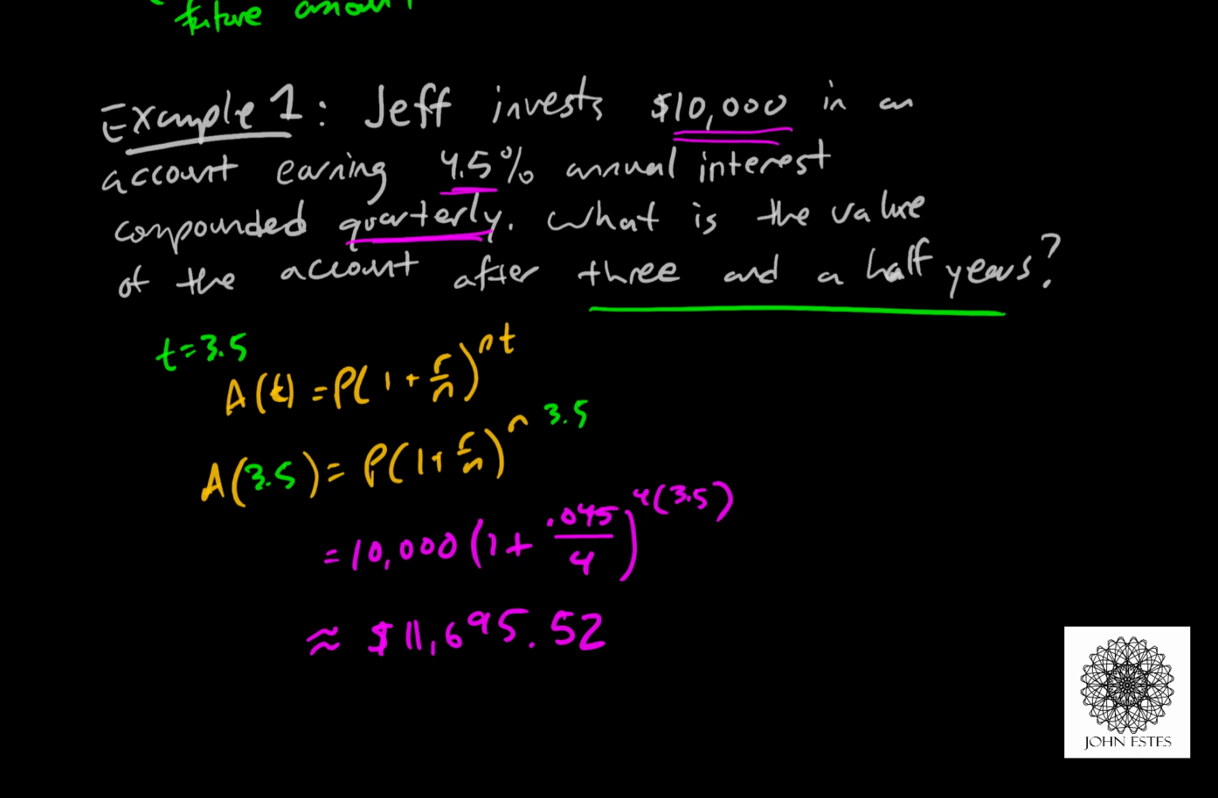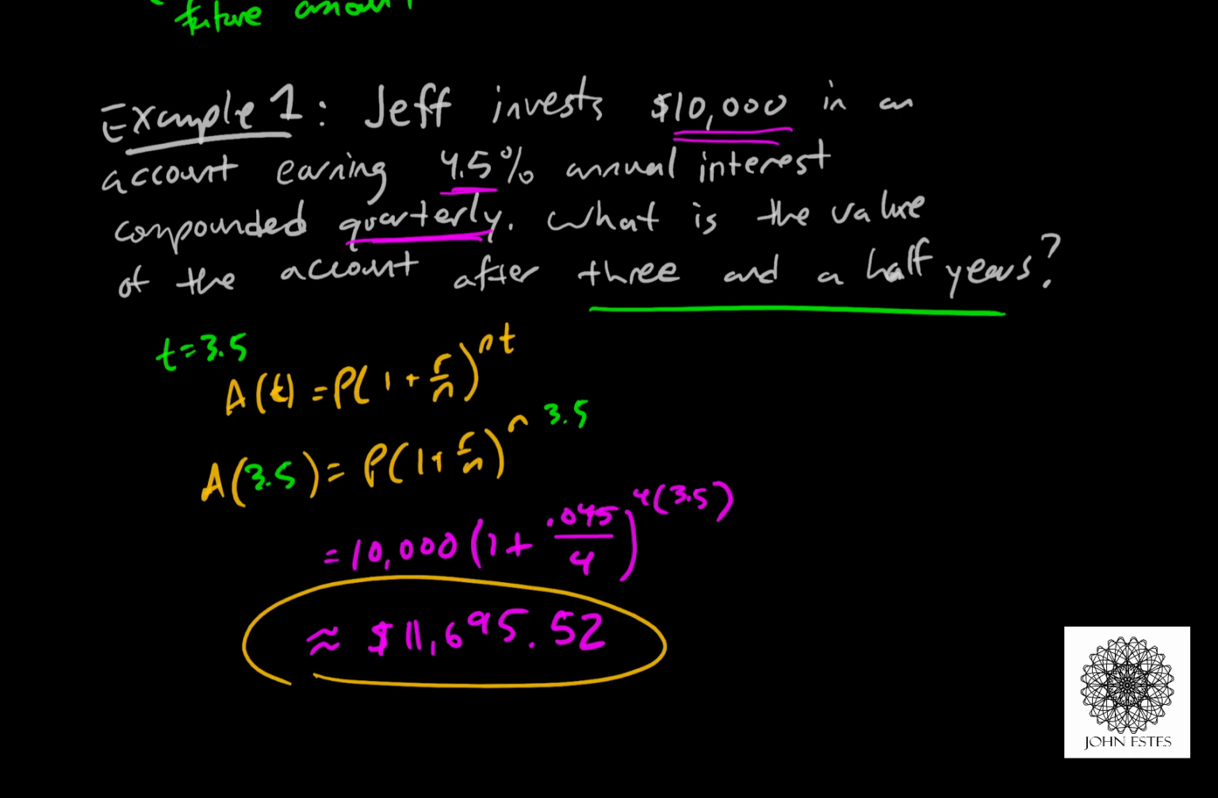And think about this. I mean, Jeff just put $10,000 in, which is pretty good. But did he do anything after that? No, he just let it sit there for 3.5 years. And in doing that, he gained almost $1,700. That's a pretty good return on an investment, I'd say. And so there is our future value. I hope this makes sense. It's just plugging in the numbers and typing it in the calculator correctly.